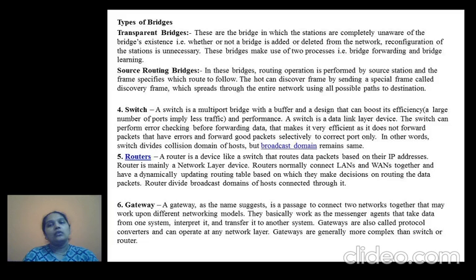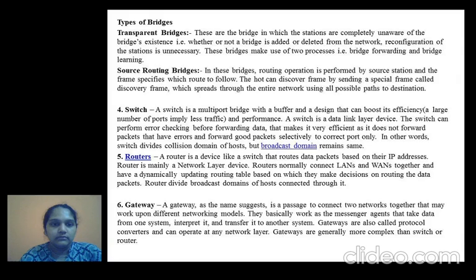Basically, a router device separates the broadcast domain of the hosts connected through it. A router is a device like a switch and bridge only. It reads the IP address and routes the packets in the network. It is a network layer device basically.